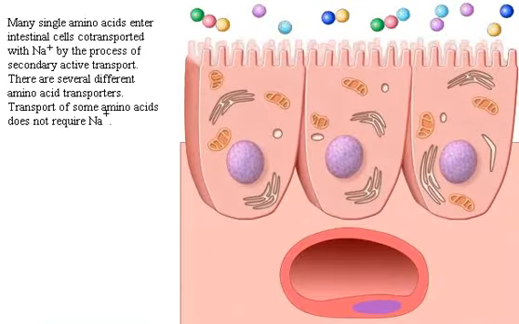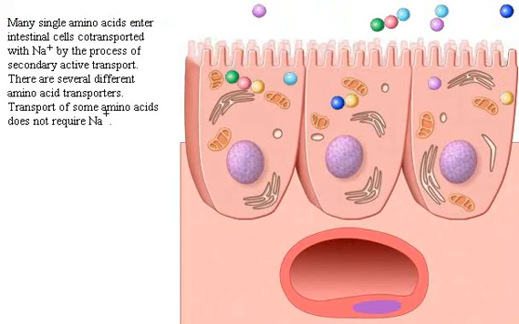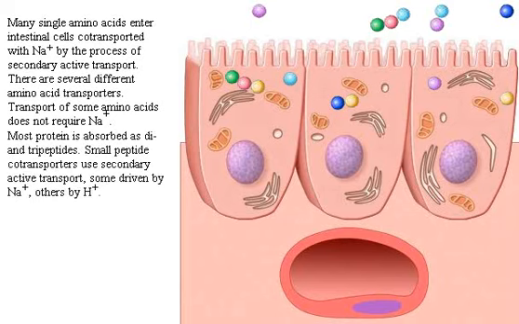Many single amino acids enter intestinal cells co-transported with sodium by the process of secondary active transport. There are several different amino acid transporters. Transport of some amino acids does not require sodium. Most proteins are absorbed as di- and tripeptides. Small peptide co-transporters use secondary active transport, some driven by sodium, others by hydrogen ions.